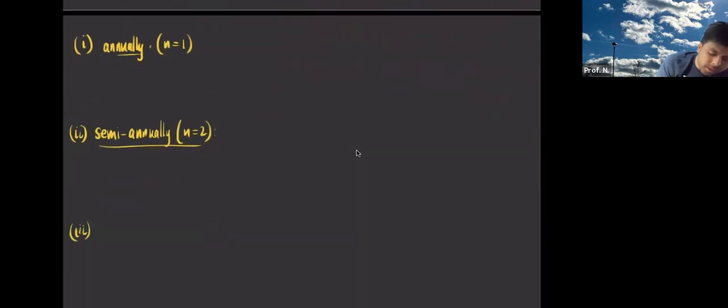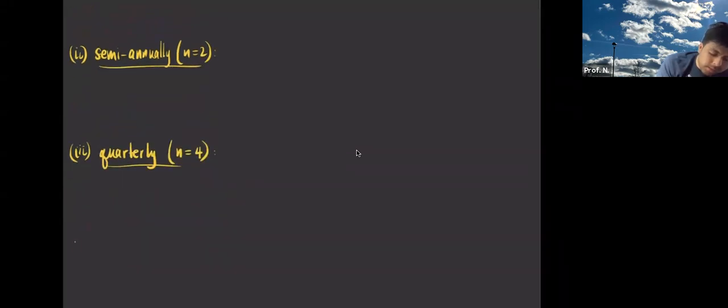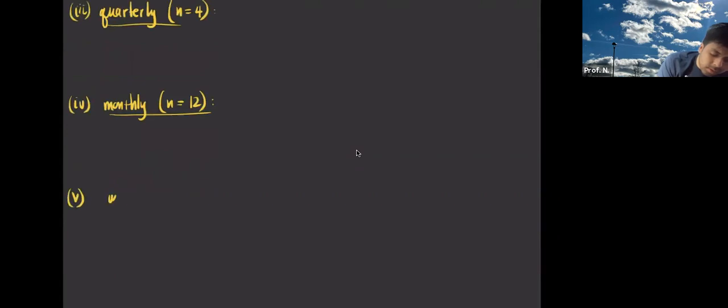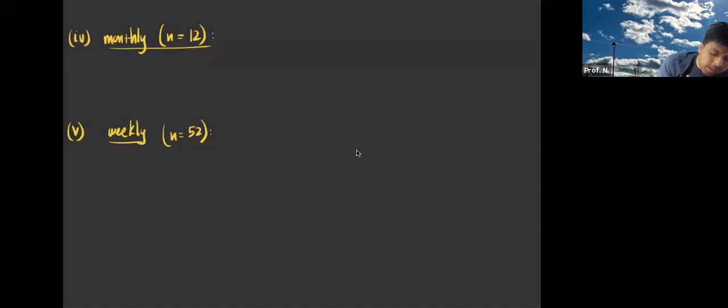Then we have quarterly. My n value is 4. And then I'm going to do this monthly. My n value is 12. And then I'm going to do this weekly. My n value is 52. And then I'm going to do this daily. So you might be like, wait, you're killing me here. You want to do all of this?